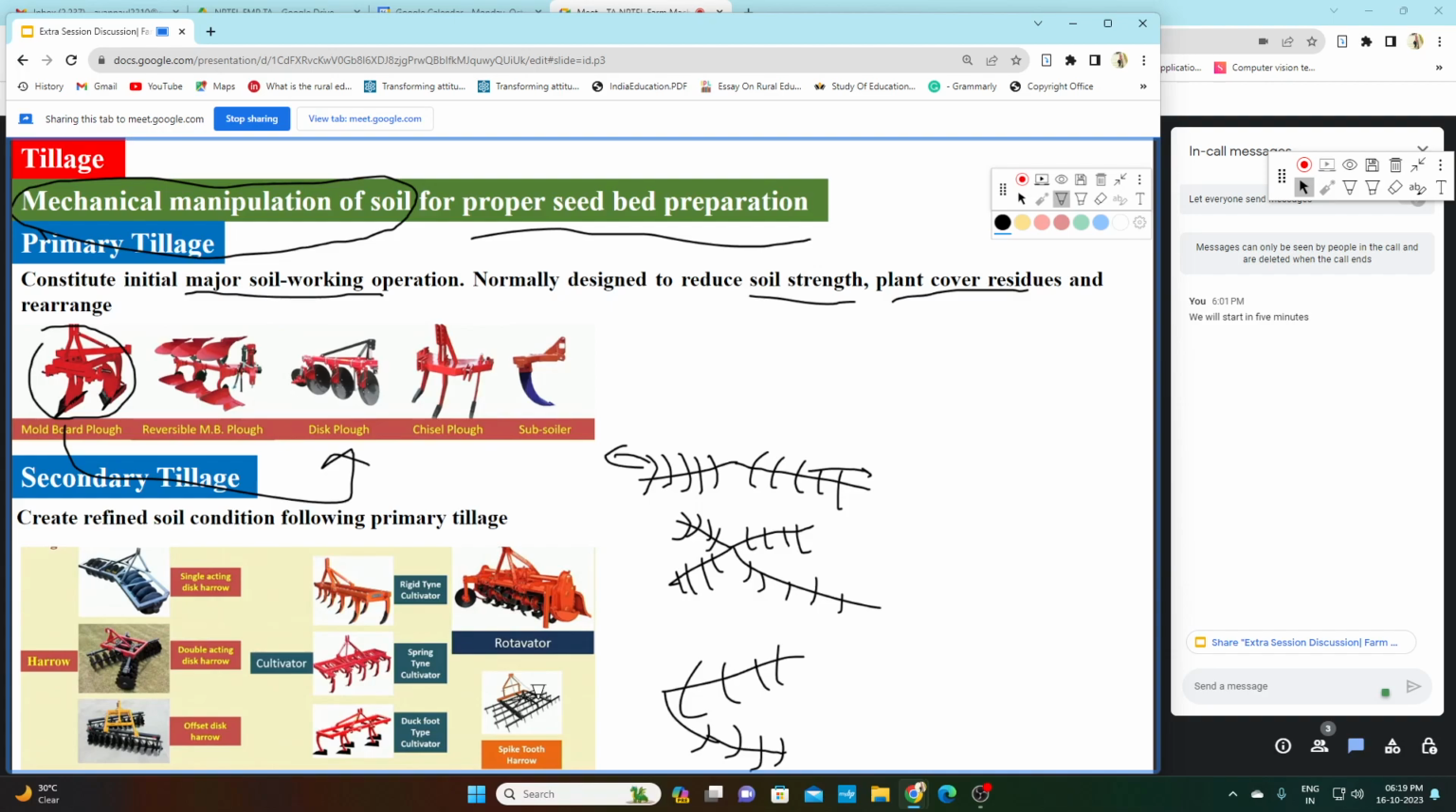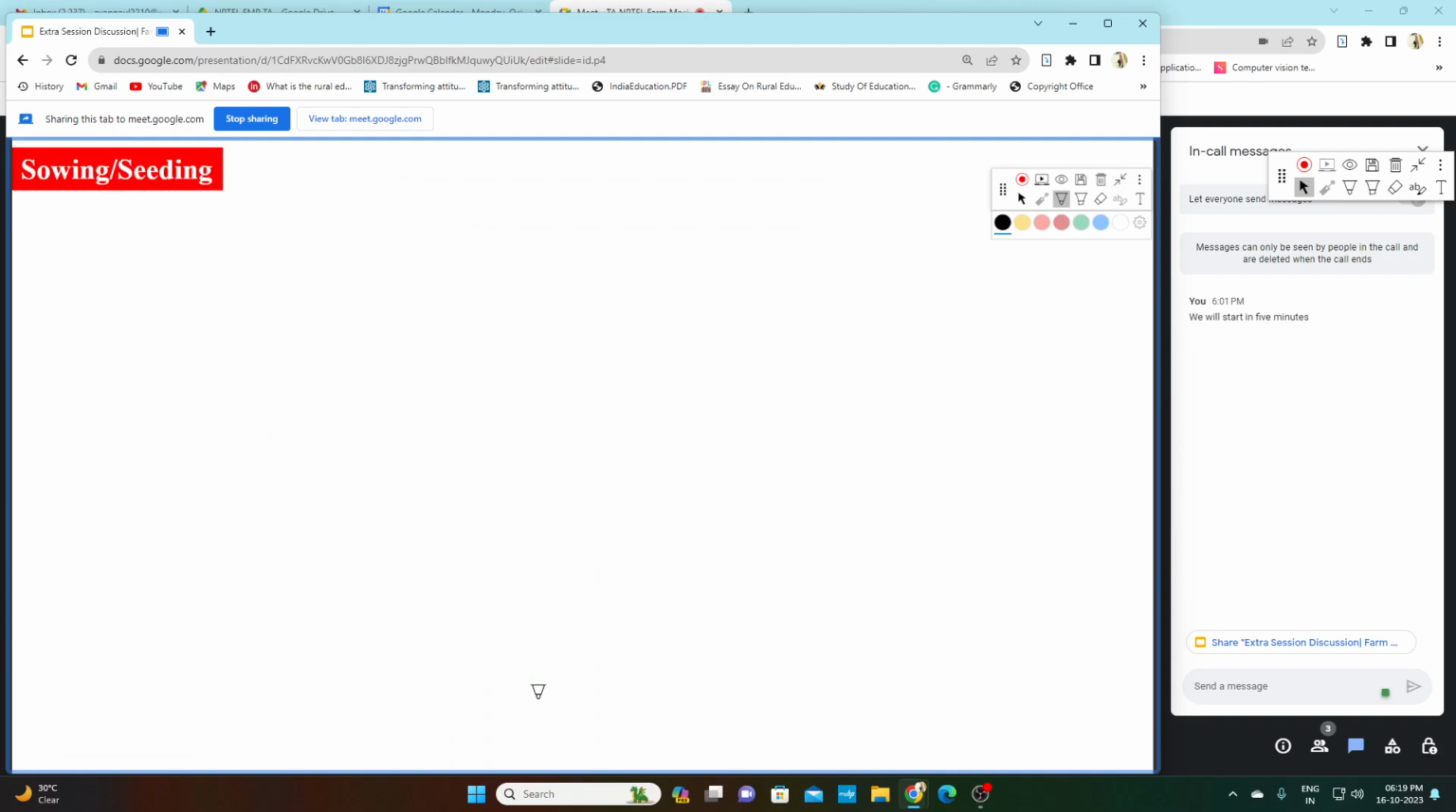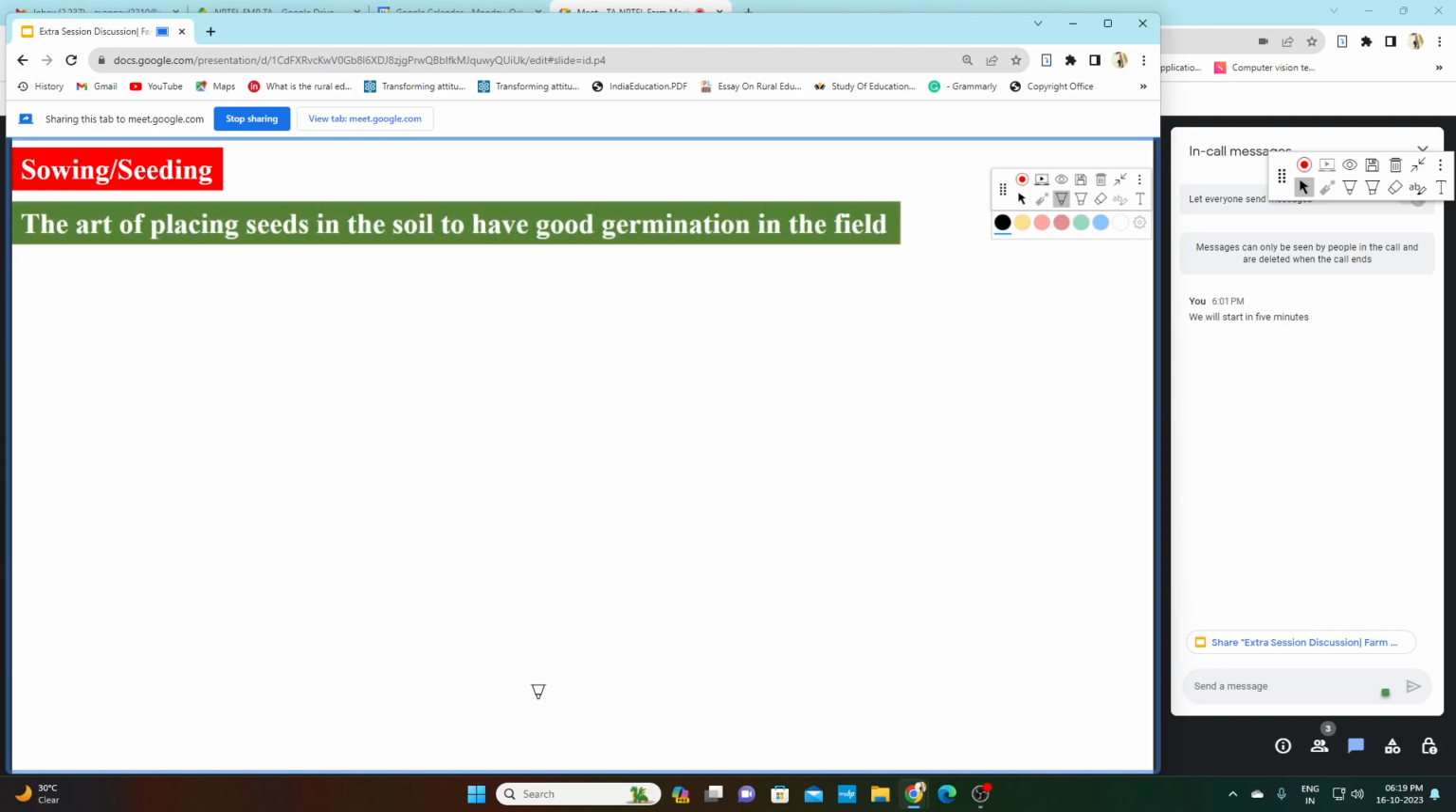So this is all about tillage. Okay, our tillage portion is over. Now in the second slide we will move to the second operation, that is sowing, seeding, or planting. So what is this operation? The art of placing seeds in the soil to have good germination in the field.